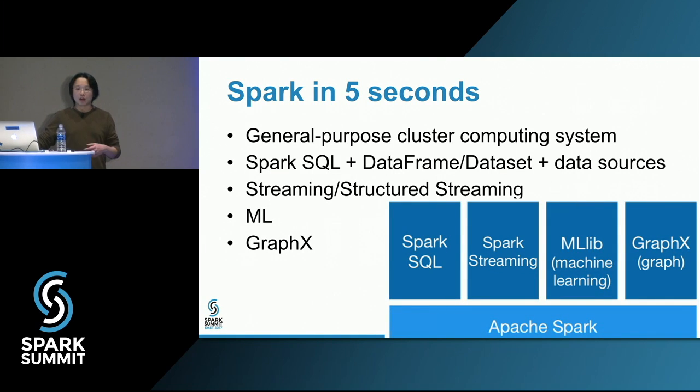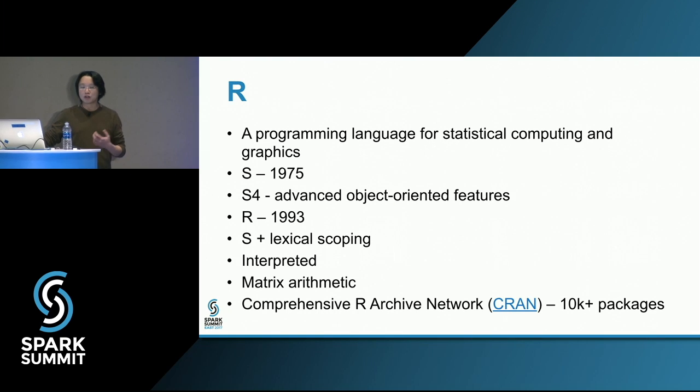So, to begin with, here's a 5-second overview of Spark. Hopefully you're already familiar with Spark, but if not, it's a general purpose computing system, with multiple different language bindings, supporting different types of workload, machine learning, graph, and so on. And here's R. R has been around for some time. It's based off its predecessor, S, which has been around since 1975, which is a really, really long time ago.